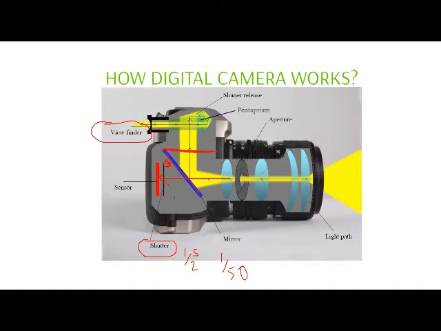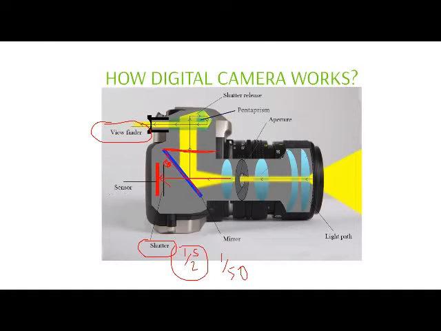You can see here when this value is quite fast, which means 1/50, the small amount of time means only a small amount of light will be able to hit the sensor. So this is how the shutter speed is controlling the light. If the value is quite fast, like 1/50, then a small amount of light will hit the sensor.